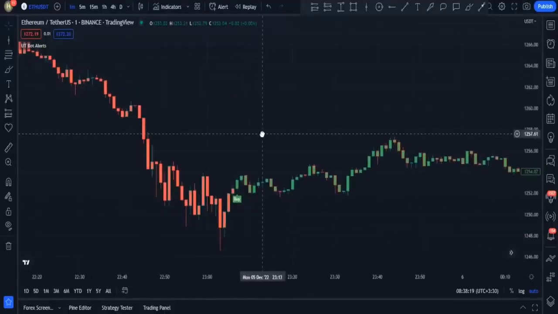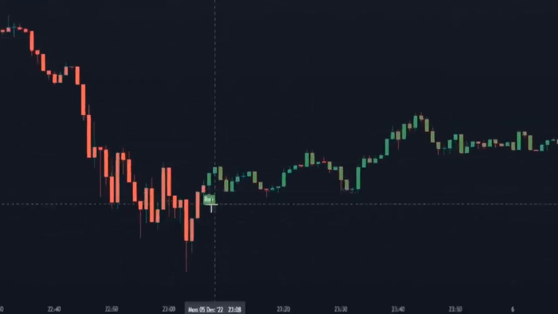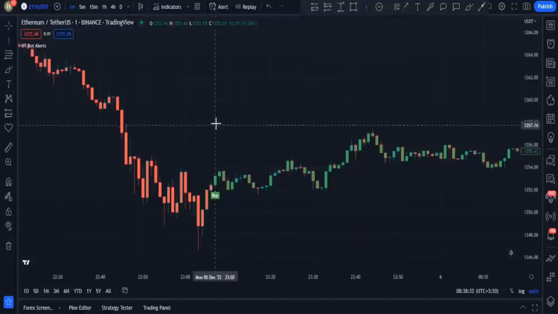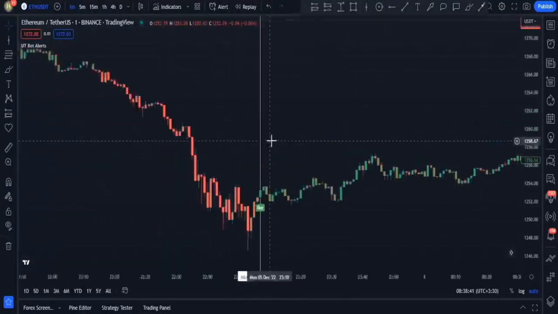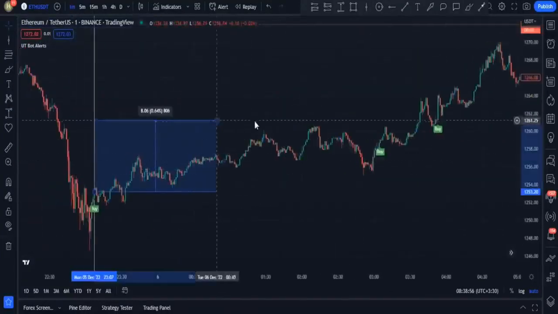Working with this indicator is so simple. As soon as a buy signal is given on a candlestick, you just need to open a trading position at that candlestick's closing price. I marked the trigger candlestick with a vertical line. This is the candlestick on which the buy signal has been shown, and on its closing we can enter a trade. If I were to enter this trade, I could have gained a nice profit.